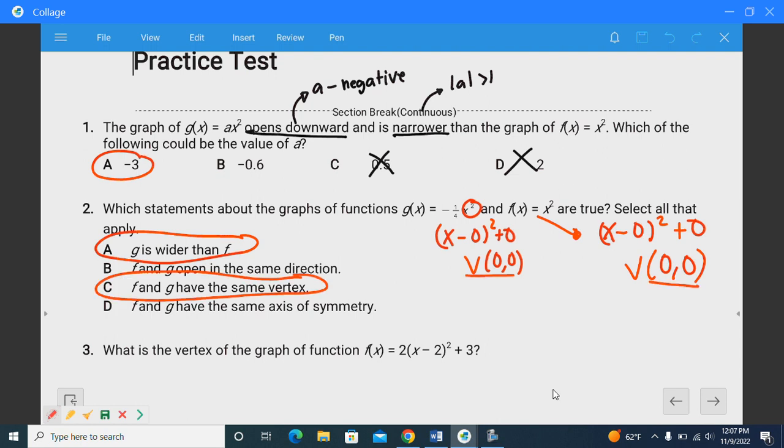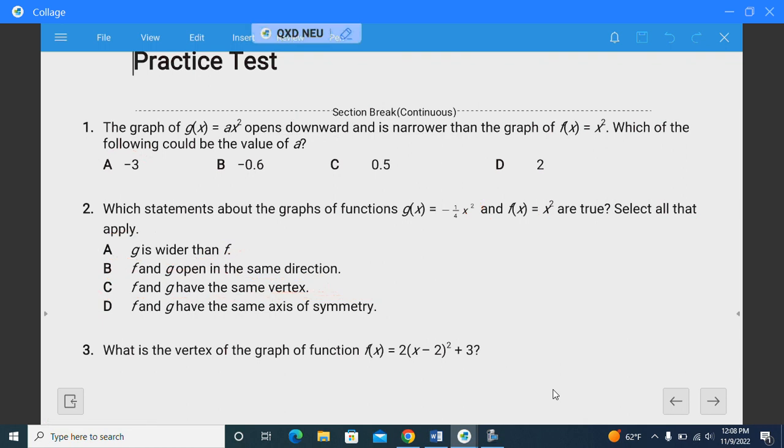Now, D, F and G have the same axis of symmetry. Again, the axis of symmetry is our h. They have the same value of h, which is 0. So D is also one of the answers. So number 2, the answers there are A, C, and D.